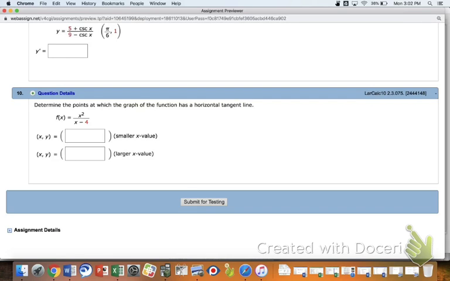So this is the limit as x goes. Oh, horizontal tangent. Sorry, I was thinking horizontal asymptote for a second. Okay, so for a horizontal tangent line, we've got to find f prime. So f prime is quotient rule: low d high minus high d low over the square of what's below. And we're going to set that equal to 0.